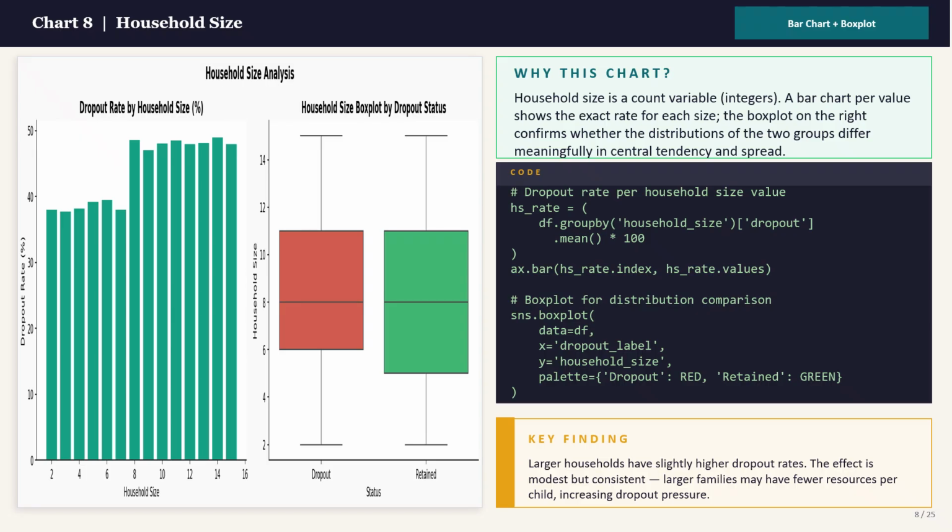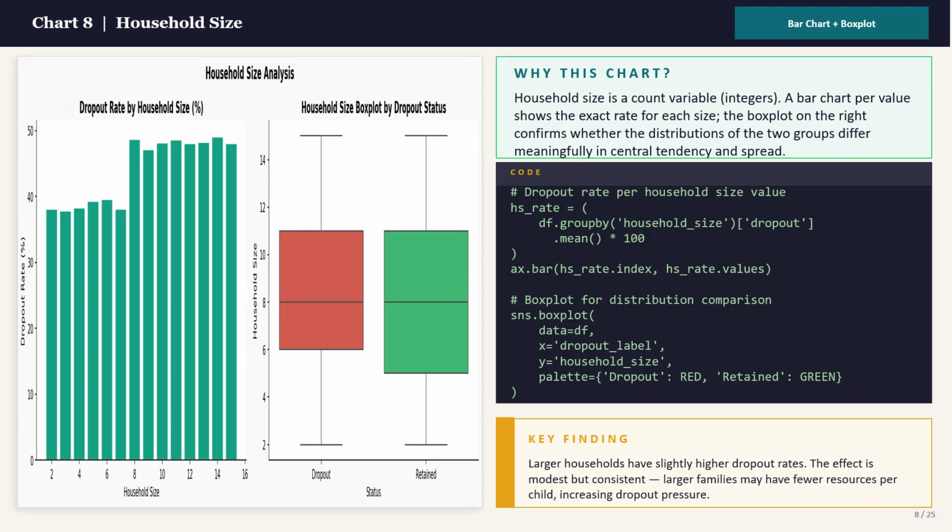And then we also did some household size analysis, which is one of our variables. The household size is a count variable, so basically integers of how many people live in the house. A bar chart per value shows the exact rate for each size. The box plot on the right confirms whether the distributions of the two groups differ meaningfully in central tendency and spread. So below is the code snippet of how we got the dropout rate per household size value, and then how we came up with the box plot for distribution comparison.